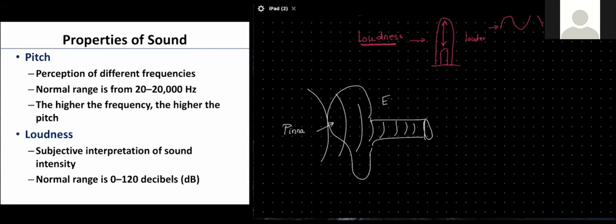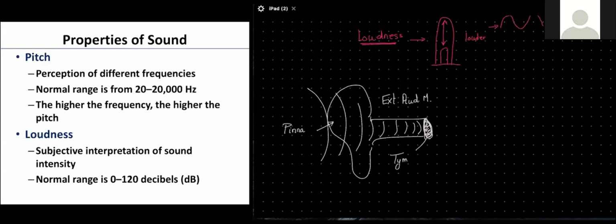We call this my external auditory meatus or tube. Those sound waves that will be collected will be reaching the tympanic membrane, or the eardrum. The vibration of the eardrum gonna be conducted to the middle ear, where you're gonna have three tiny bones, three ossicles. We call those ossicles, those are my malleus, incus, and finally stapes.